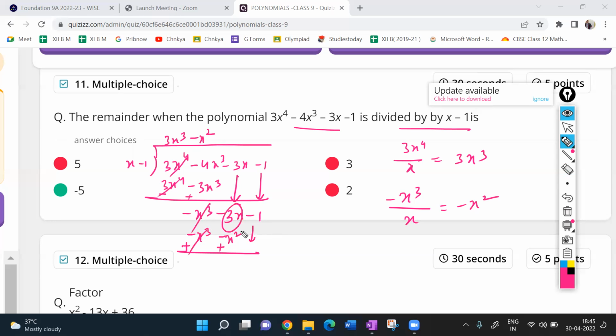Now you don't have an x squared term here, so plus x squared as it is, minus 3x minus 1. Correct. Now what is my next term, beta? x squared by x, what do you get, beta? x. So the next term is going to be x. Multiply by x: x squared minus x.